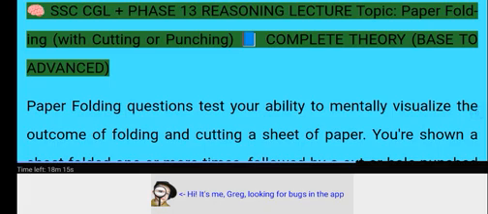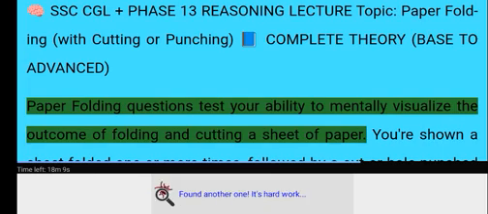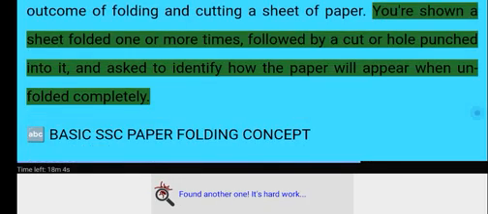SSC CGL, Phase 13 reasoning lecture topic: paper folding with cutting or punching, complete theory based to advanced. Paper folding questions test your ability to mentally visualize the outcome of folding and cutting a sheet of paper. You're shown a sheet folded one or more times, followed by a cut or hole punched into it, and asked to identify how the paper will appear when unfolded completely.